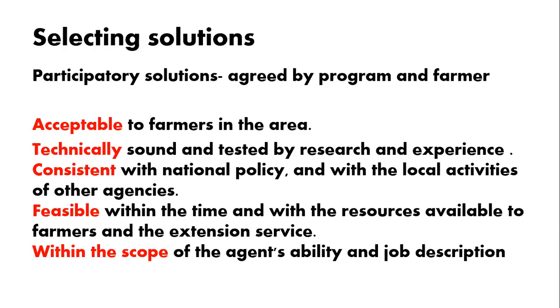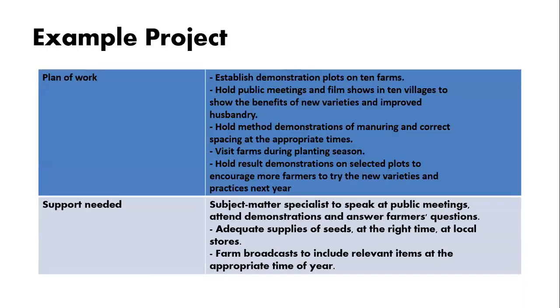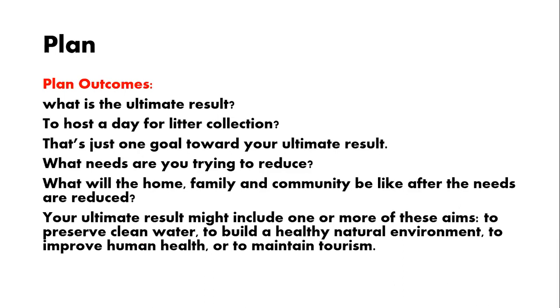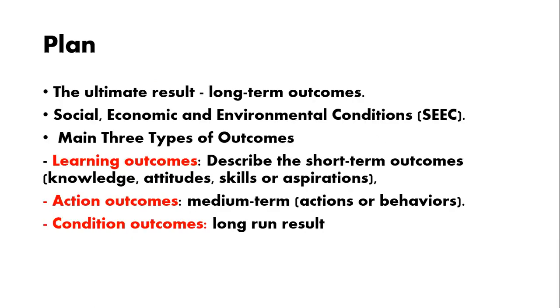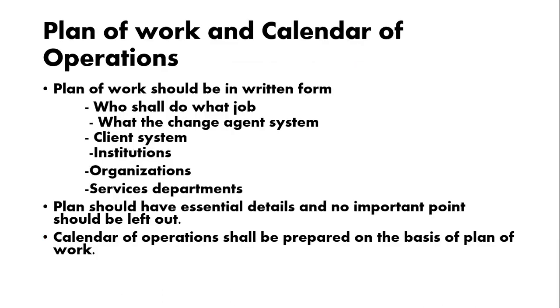project priorities. The solution we find should be acceptable to the farmer and technically sound. It should match the national policy, be feasible, and match the scope. This is an example for you of how that project is. Then we expect plan outcomes. There are 3 types of plan outcomes: learning outcomes, action outcomes, and condition outcomes. Right? These are the examples.